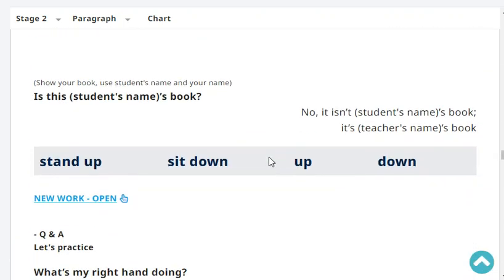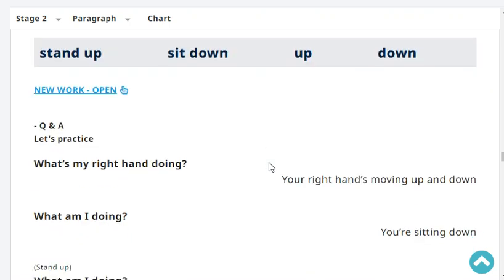Is this Jack Brown's book? No, it isn't Jack Brown's book. It's your book. Very good. Okay, what's my right hand doing?